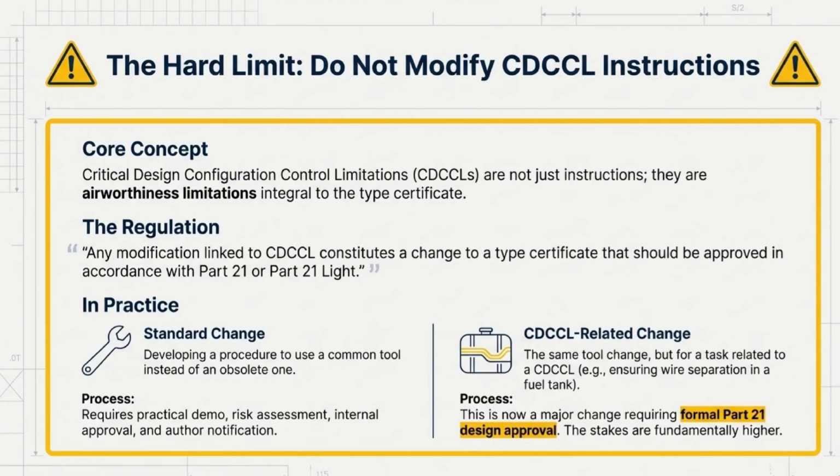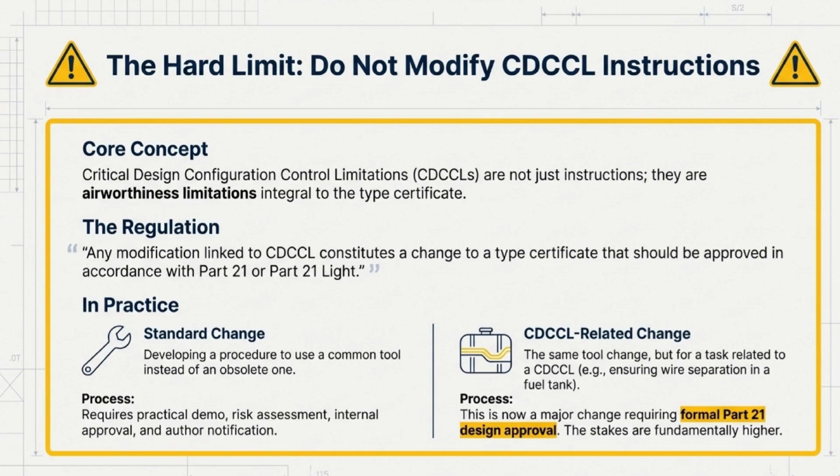And then there's that big important note. Critical design configuration control limitations, CDCCL, are airworthiness limitations. Any modification linked to CDCCL constitutes a change to a type certificate that should be approved in accordance with Part 21 or Part 21 Light. Wow, okay, so that AMC really spells out the hoops you need to jump through. It's not a casual change.